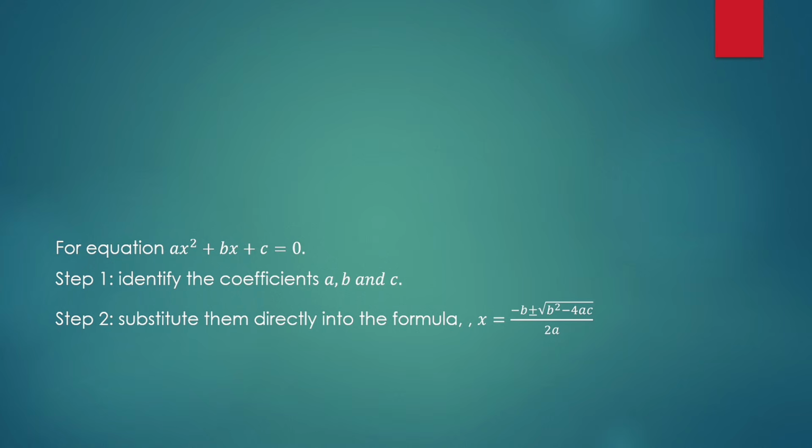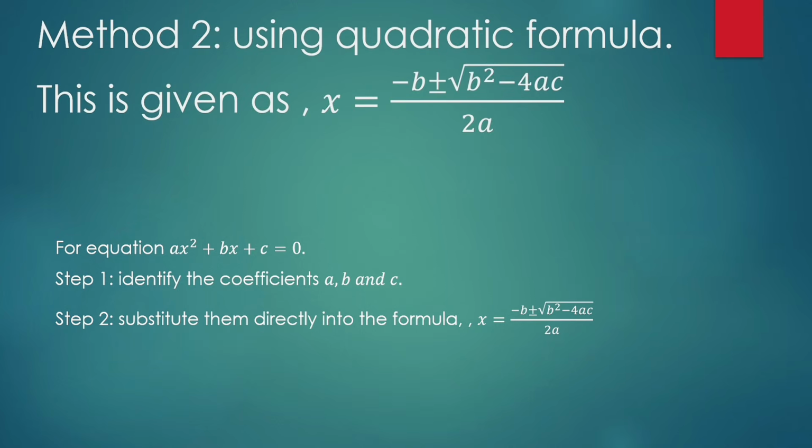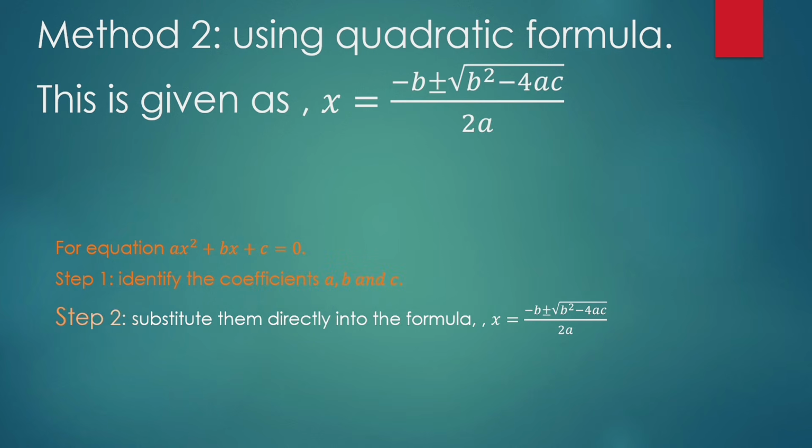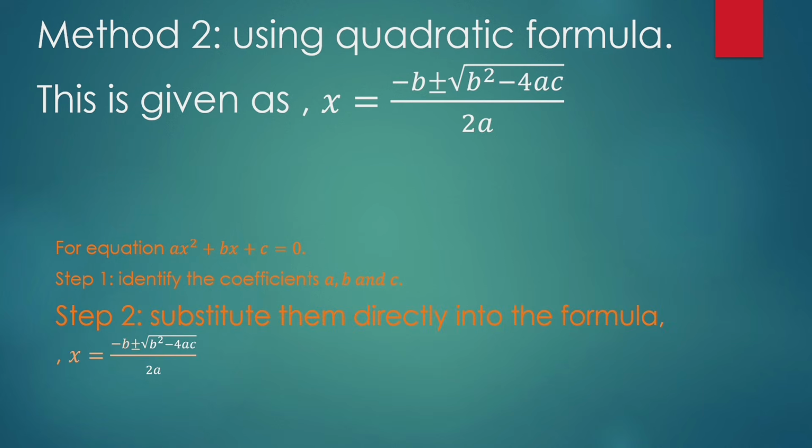Okay, let us go to the next method, which is using the quadratic formula. This is the best or most preferred method of solving quadratic equations, since it just requires memorization. For example, given a quadratic equation ax squared plus bx plus c is equal to 0, you just need to understand the coefficients, that is, be able to choose a, b and c. Then for step 1, identify the coefficients a, b and c. Step 2, substitute them directly into this formula that you are seeing now.